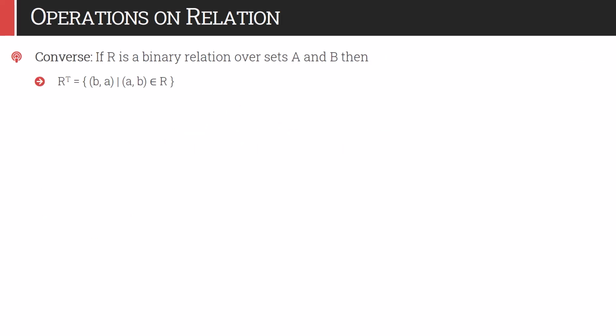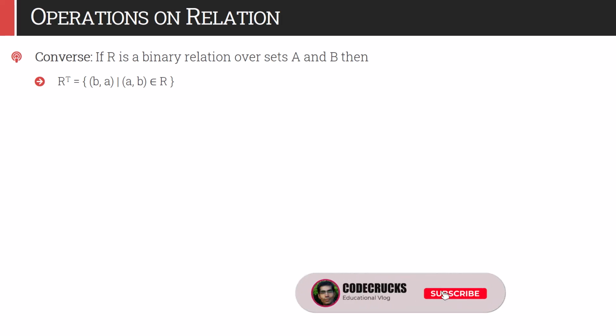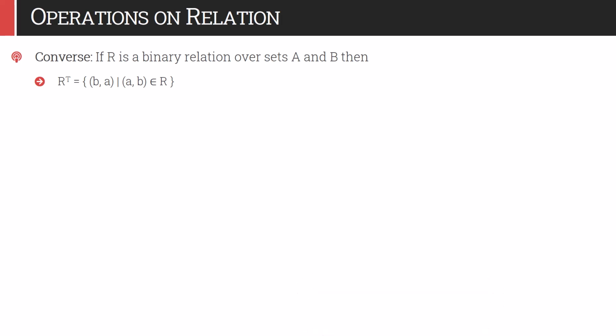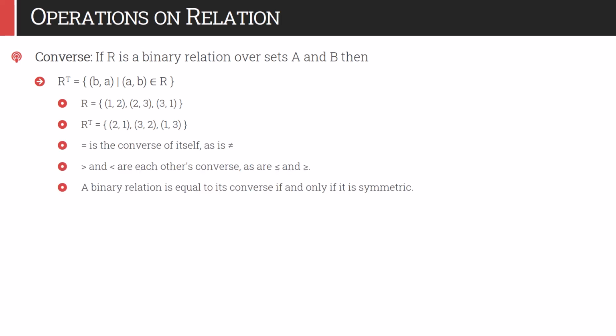Converse of the relation. If R is a binary relation over sets A and B, then the transpose of R is defined like this: it will be the set of all the pairs (B, A) such that (A, B) is in R. So we just have to ensure that the inverse of that would be present in R transpose, or the converse of R. So if R is (1, 2), (2, 3), (3, 1), then R transpose would be (2, 1), (3, 2), (1, 3). That's exactly the inverse order of relation R.